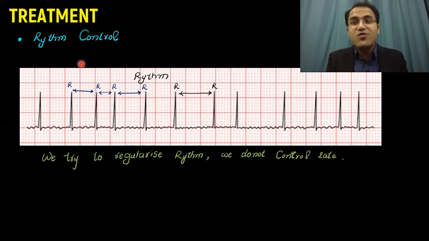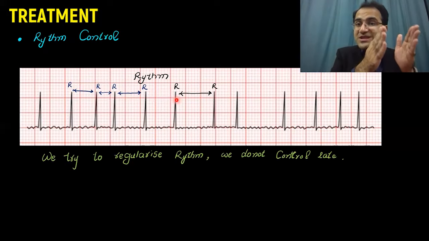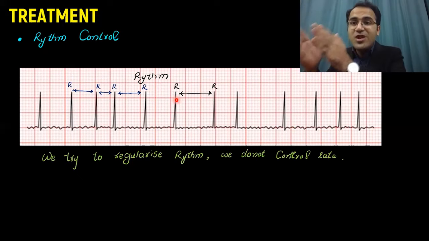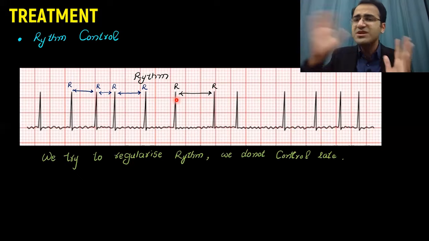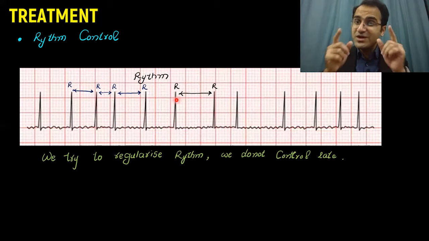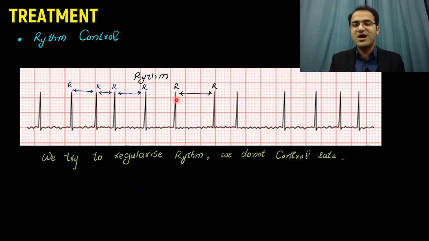In rhythm control, we try to correct the rhythm of the heart. We try to equalize the distance between the QRS complexes. We try to bring the RR interval to an equal pace every time the heart beats. We do not care about the rate in rhythm control. If the rate is up to 300, we do not care. What we care about is that the distance between the QRS complexes, the RR interval, should be equal every time the heart beats. That is called rhythm control.